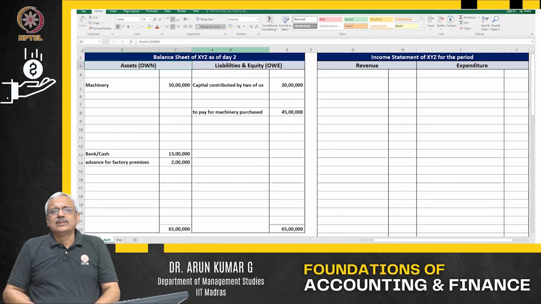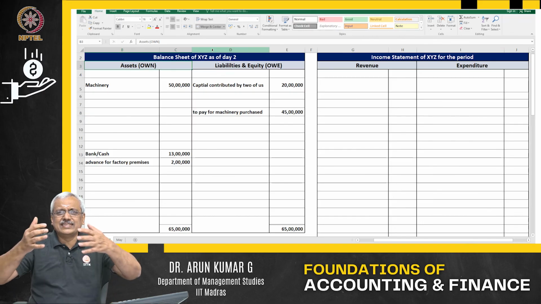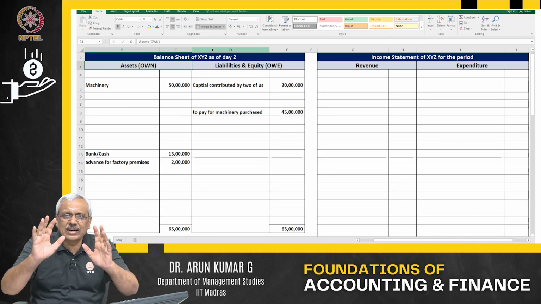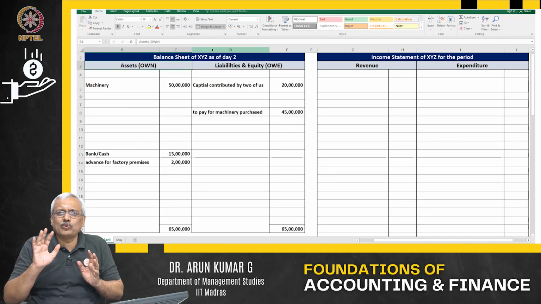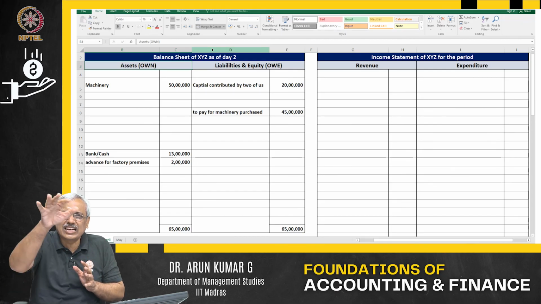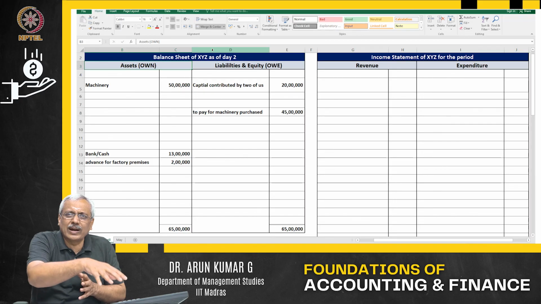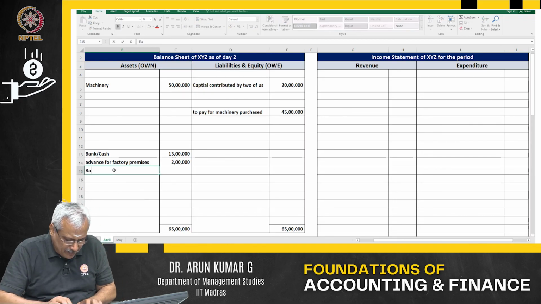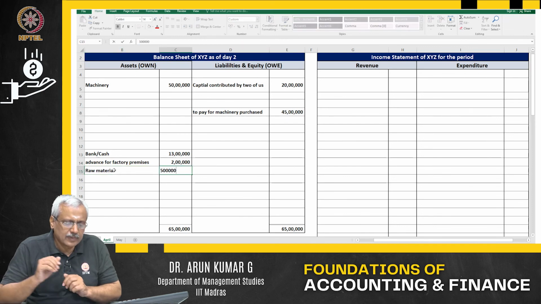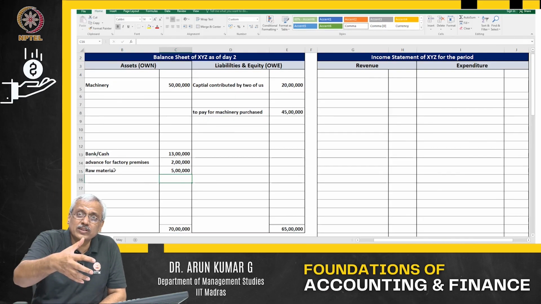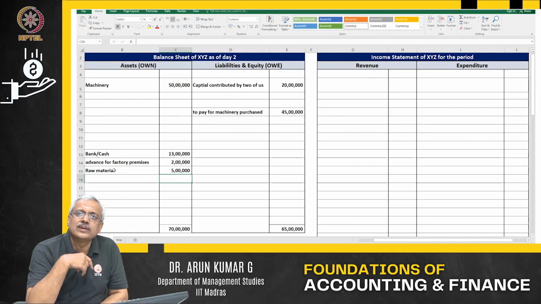Now what has happened? Raw material is in your possession. Agreed? The ownership has transferred. So what is the worth of the raw material? 5 lakhs. Now who owns the raw material? XYZ owns the raw material. So it's an asset for XYZ, because XYZ owns it.